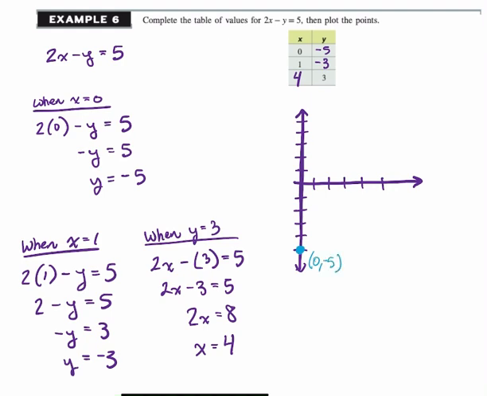Then our next point is 1, negative 3. So this time I would go over 1, and then from this down 3. 1, 2, 3. So I should end up here.